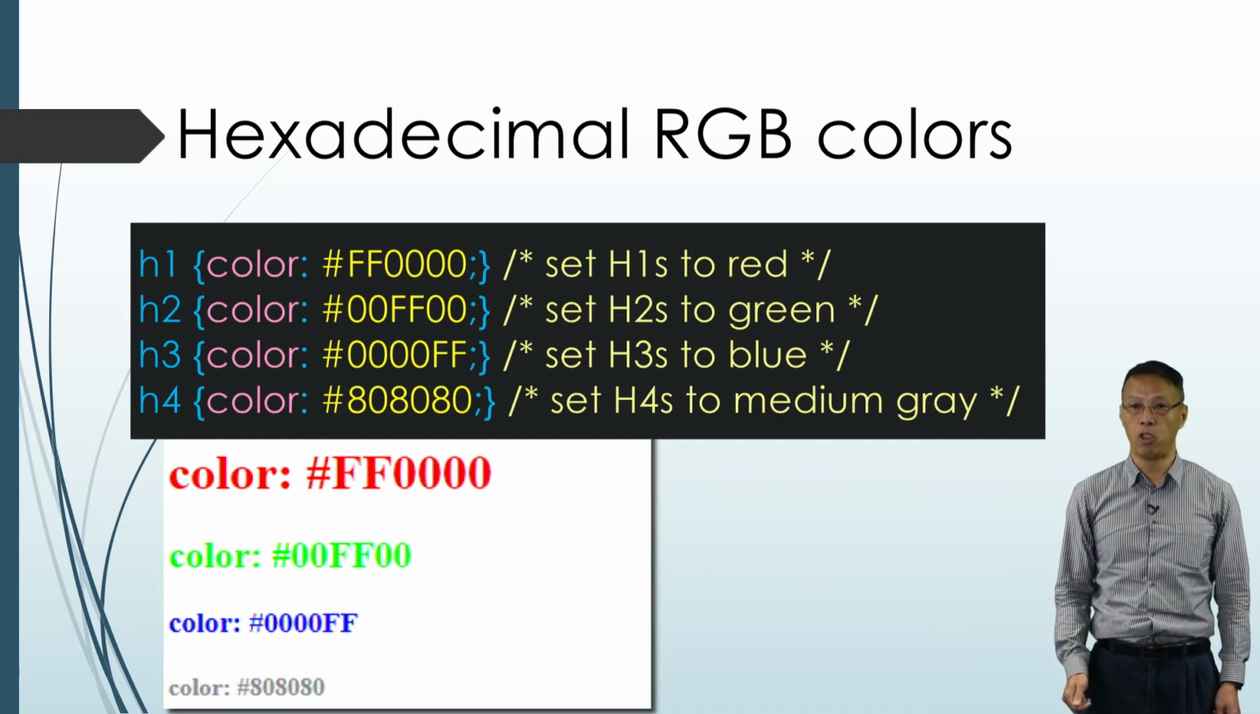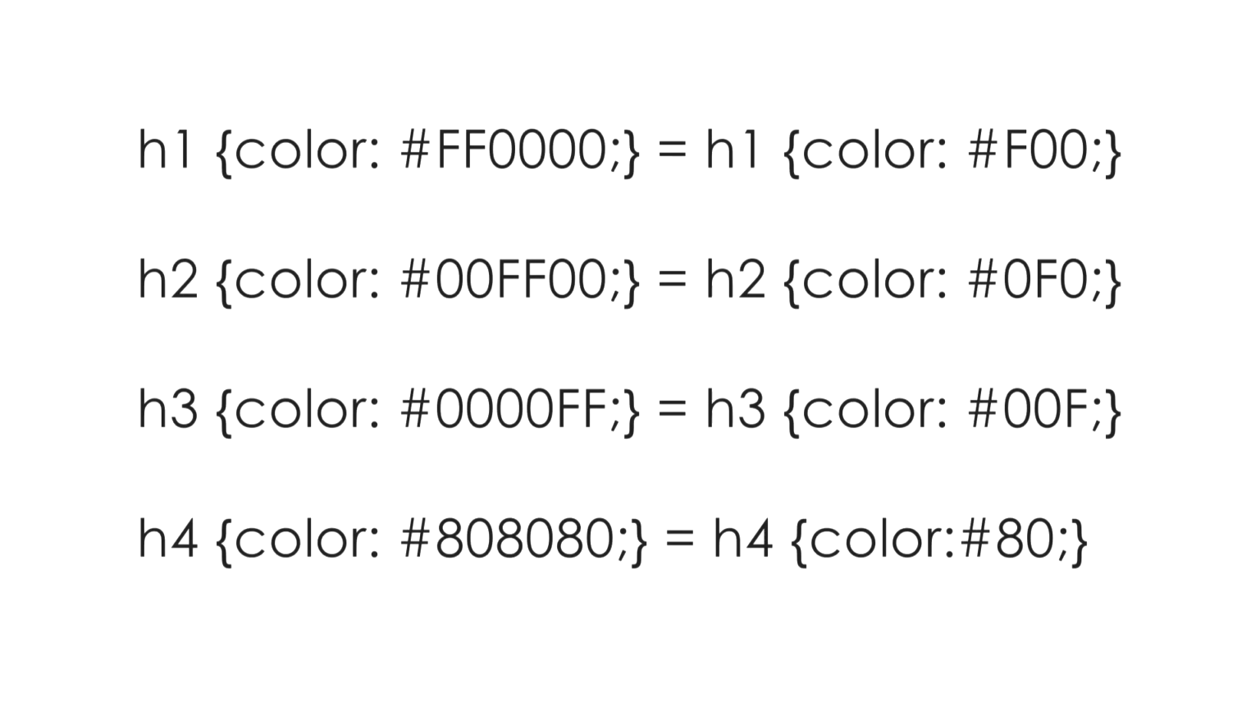Similarly, for H2, we have the green. For H3, we have the blue. And for H4, each one of the colors will have some values. As a result, we have a medium gray, which we can see in the examples displayed at the bottom of the slide.